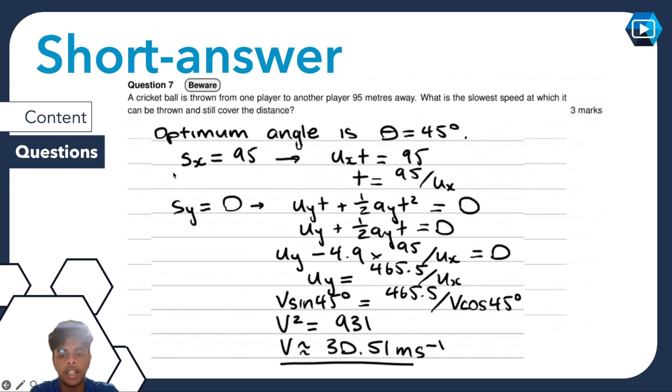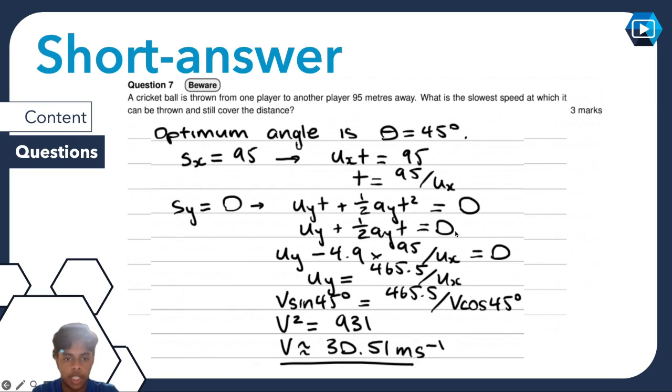So we know that the horizontal displacement is 95 meters, which is equal to uxt, right? Because the half at squared is going to be cancelled out. So we know that the time of flight is going to equal 95 divided by ux. Sy, now, we know that's going to equal 0, right? Because at the very end, it's going to just hit the ground or hit the cricket player again, and we're assuming the vertical displacement there is going to equal 0. So we know uyt plus half ayt squared is going to equal 0.